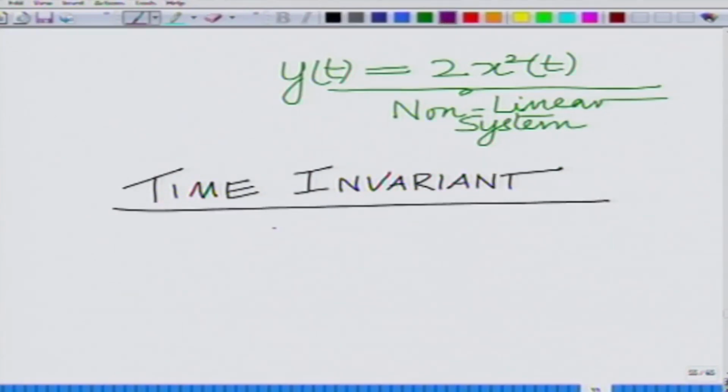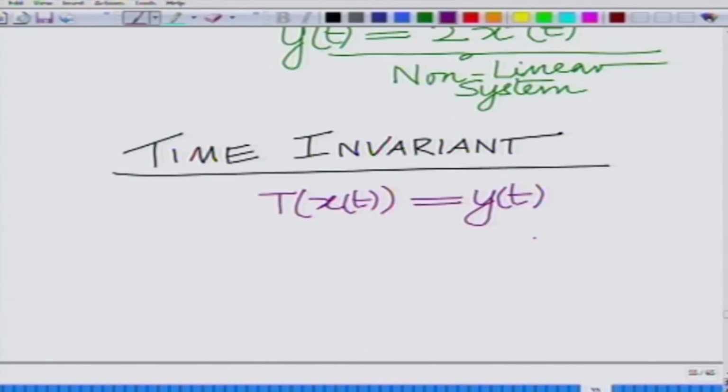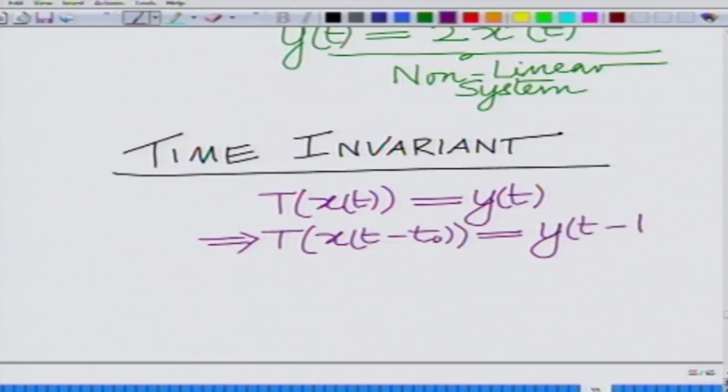So, time invariant implies if T of x(t) equals y(t), that is, if input x(t) to the system gives output signal y(t), then T of x(t minus t0) equals y(t minus t0), and this holds for all shifts t0 and for all input signals x(t).